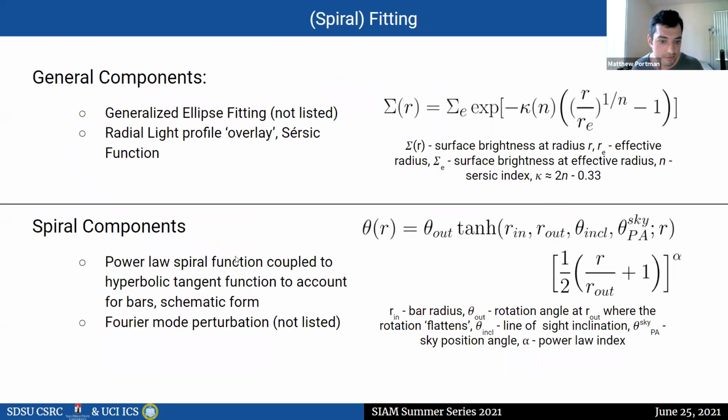But essentially we have the power law spiral function, and then Fourier mode perturbations. I didn't list the function again, it's Fourier modes, which is basically kind of fine tuning the fit of our power law spiral. And I'll show an example. We have pictures coming up, I promise. It's all going to look pretty soon.